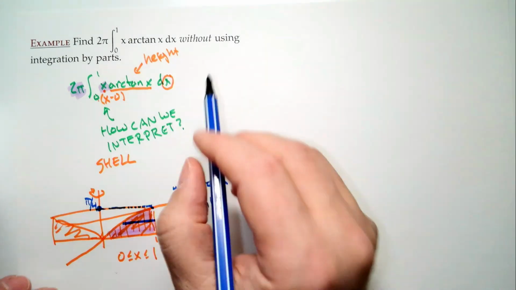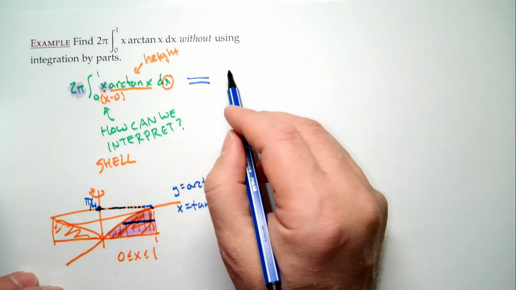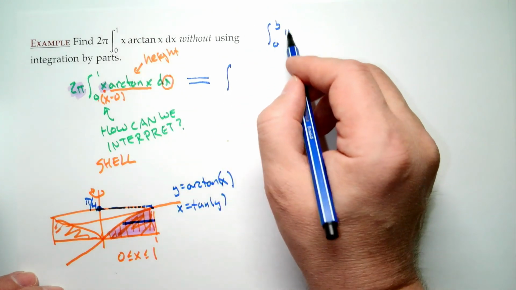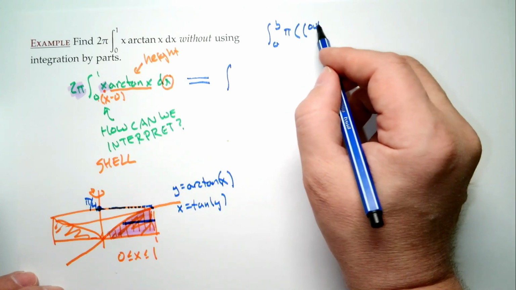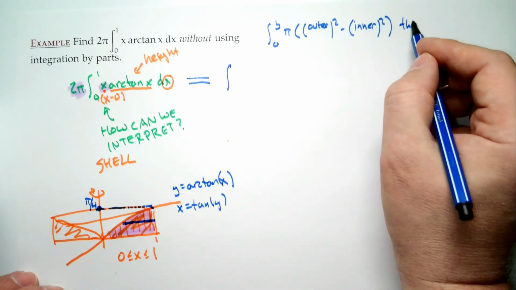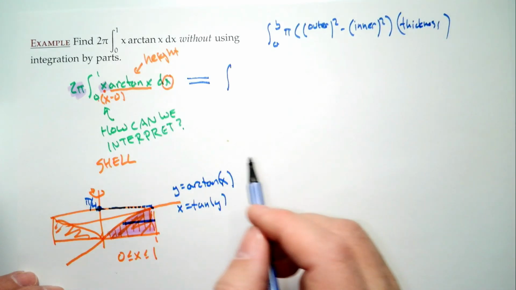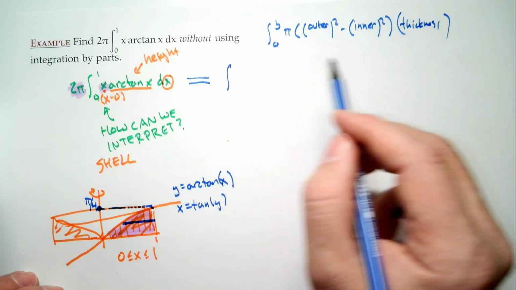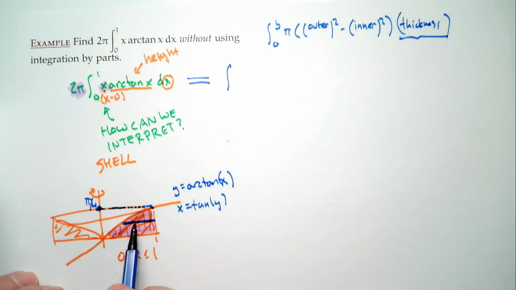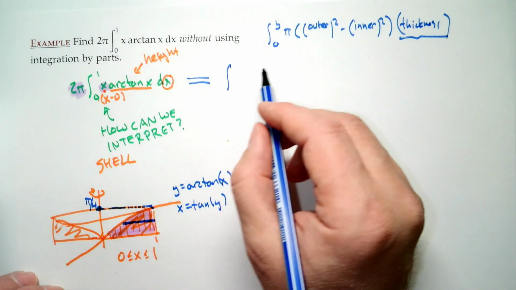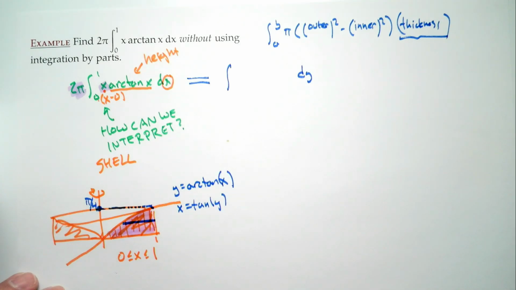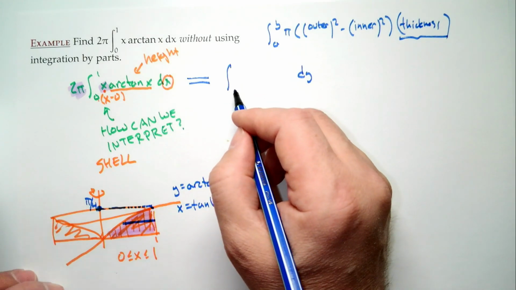So, here we go. We know we need the washer method, so we are going to integrate, and our washer method is: a to b, pi times outer squared minus inner squared, times thickness. That's our little formula. Okay, so where do we go? Well, our thickness will be what? We have a dy in the end, which means it's a y integral. So where does y go from? 0 up to pi over 4.